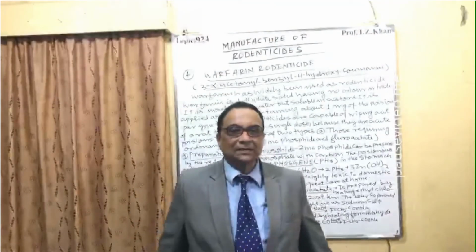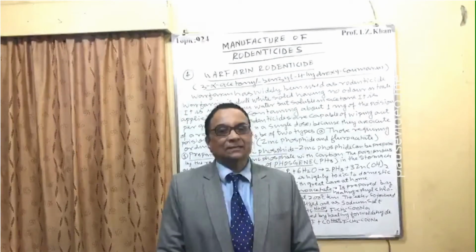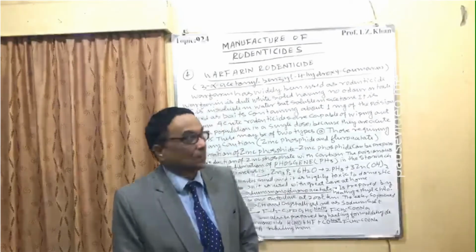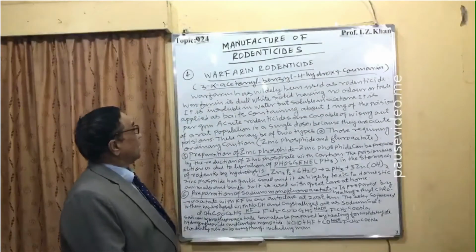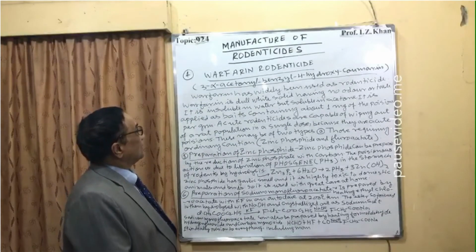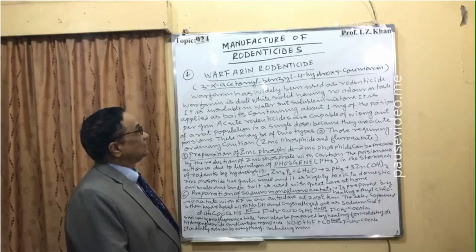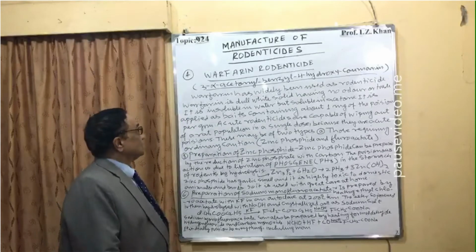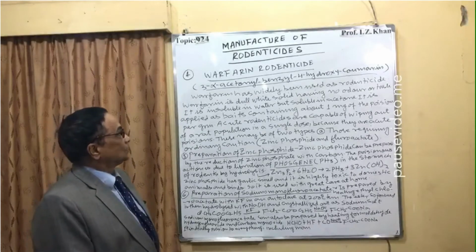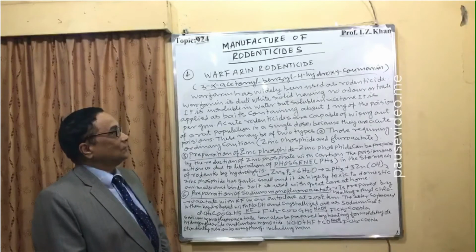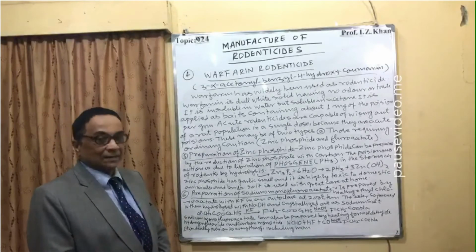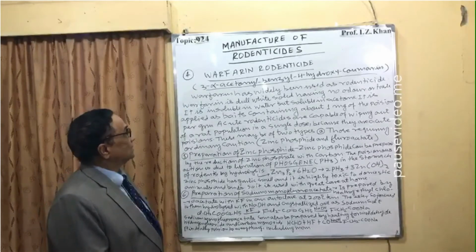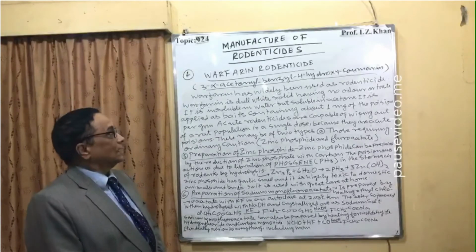So I have given here 3 rodenticides which are very popular and widely used in the world. Number 1 is warfarin rodenticide, and warfarin is 3-alpha acetonyl benzyl 4-hydroxycoumarin. That is its name, and its branded name is warfarin rodenticide.